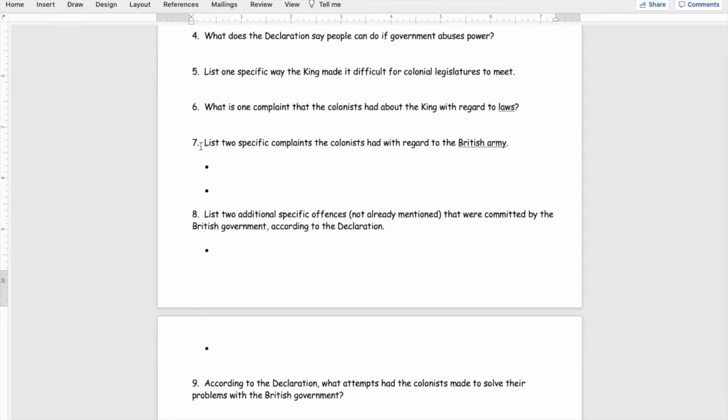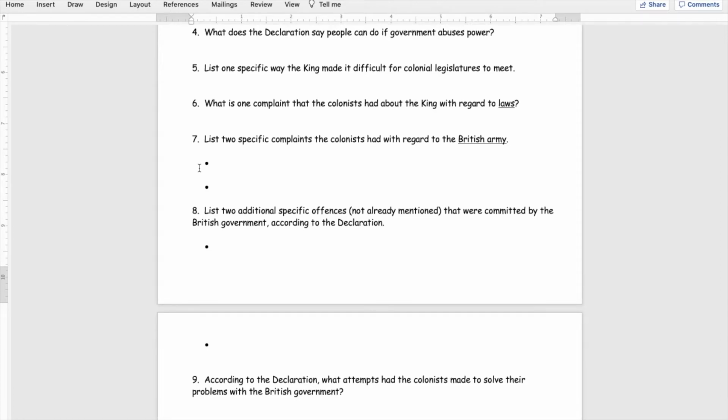Another one that you guys had talked about was saying he has kept among us in times of peace standing armies without the consent of our legislatures. And finally, he has effected to render the military independent of and superior to the civil power.